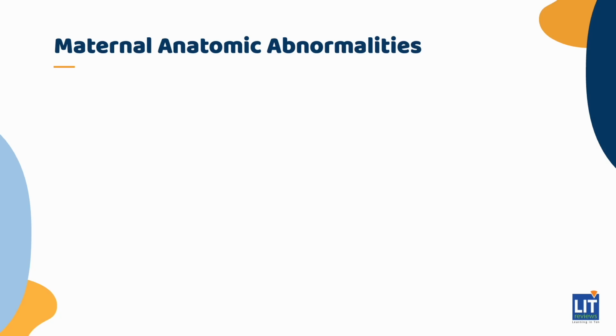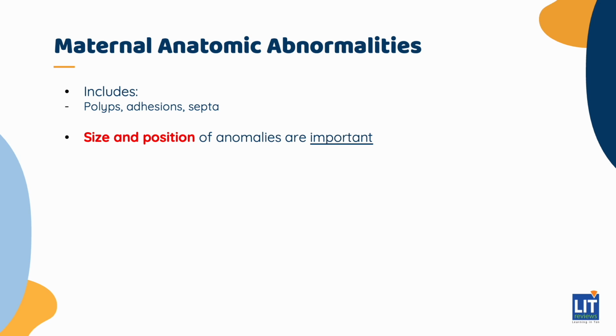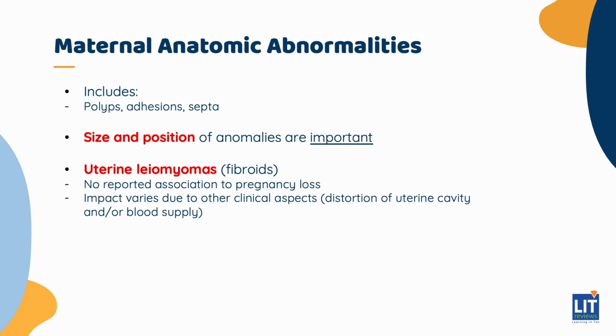Maternal anatomic anomalies are another common etiology of pregnancy loss. This includes polyps, adhesions, or septa. However, not all anatomic anomalies will result in a miscarriage, but rather the size and position of the anomalies are important factors affecting the pregnancy. Uterine leiomyomas or fibroids have no reported association to pregnancy loss, but the impact of fibroids on pregnancy loss likely varies due to other clinical aspects as well, such as distortion of uterine cavity and/or blood supply.